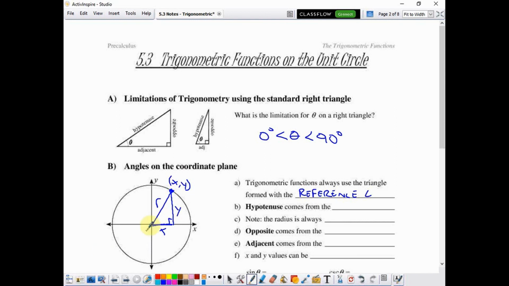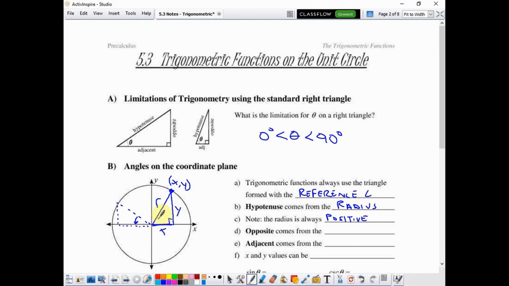But what if you have an angle that rotates out to here? Now we're more than 90 degrees. Well, then we use this reference angle right here, and we make a triangle out of that. So we're still between 0 degrees and 90 degrees. In this triangle, the hypotenuse is always going to be the radius. The radius is always going to be considered a positive value. No matter what quadrant it is, that will always be positive.